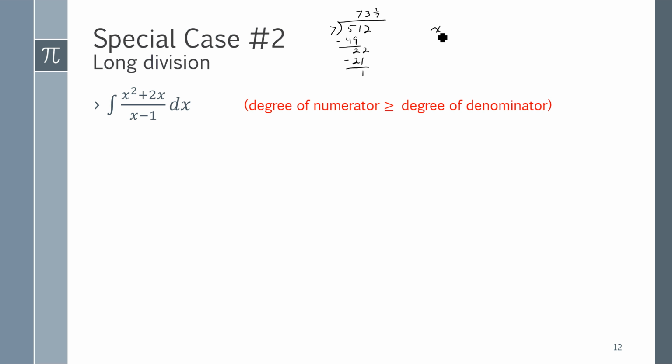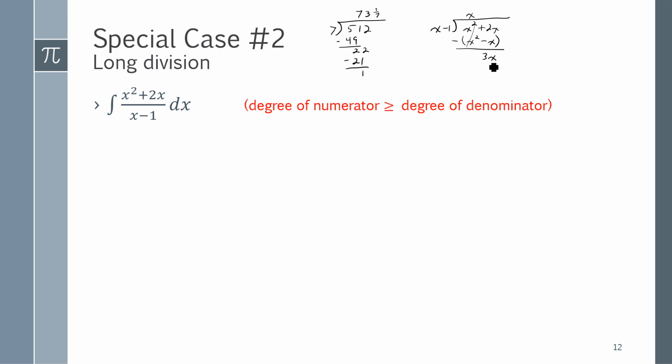The same thing happens when I'm doing long division with algebra. It just looks messier. I look at the first term. What would I need to multiply x by to get x squared? Well, x. X times x minus 1 gives me x squared minus x. But I'm subtracting that. So the x squareds cancel. 2x minus a negative x becomes 2x plus x, which is 3x.